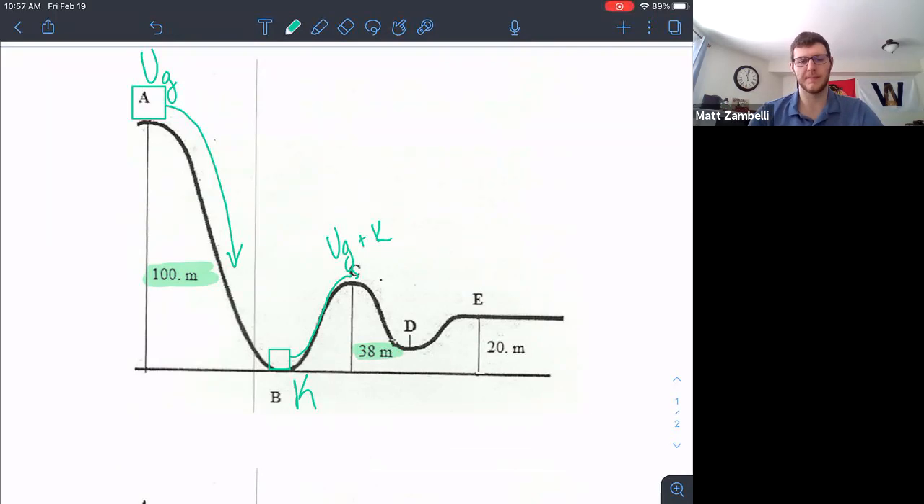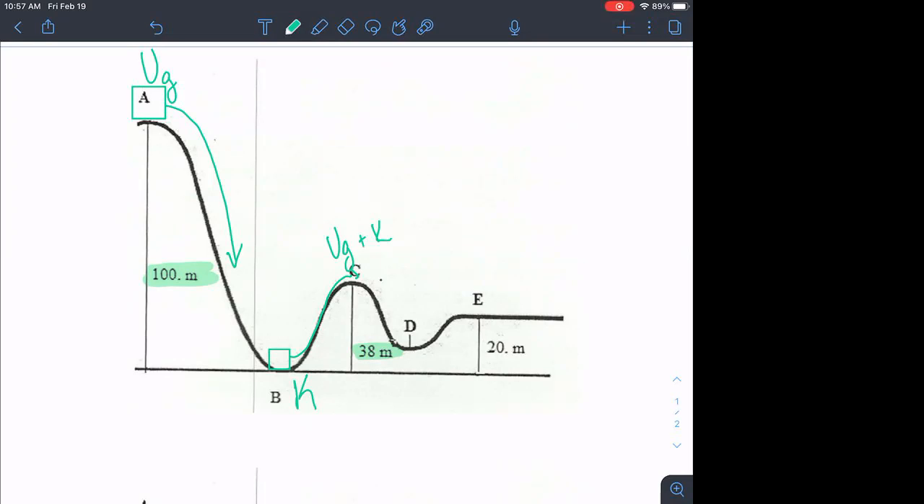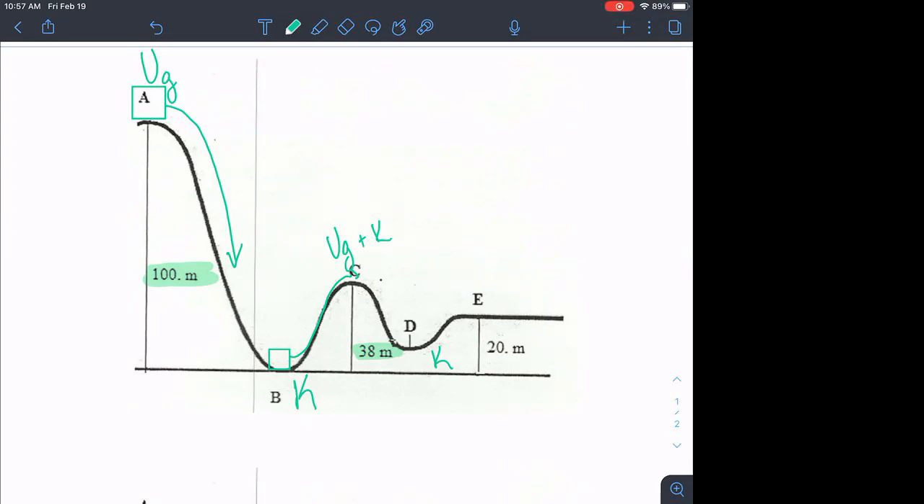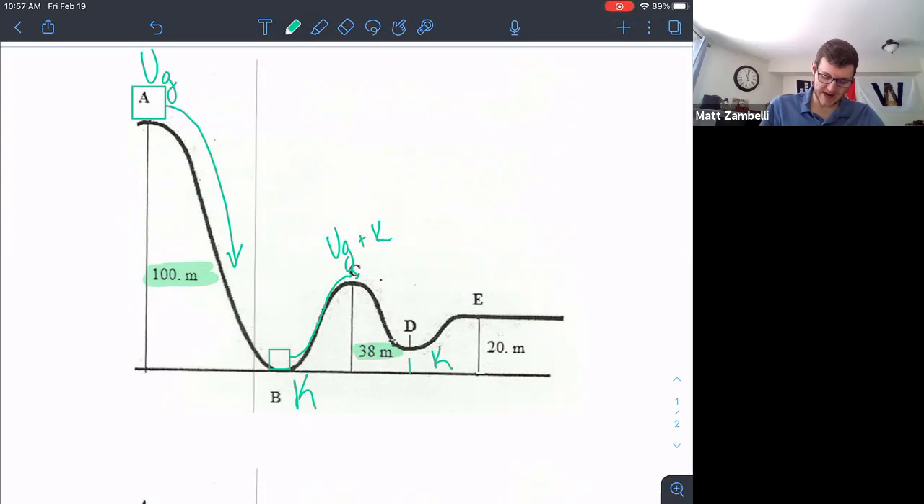What about at D? What do we think? Kinetic. Kinetic, all right. Any other forms of energy? Would there also be gravitational since it's above ground? Exactly. It's not at the ground yet, so it still has that gravitational potential energy.